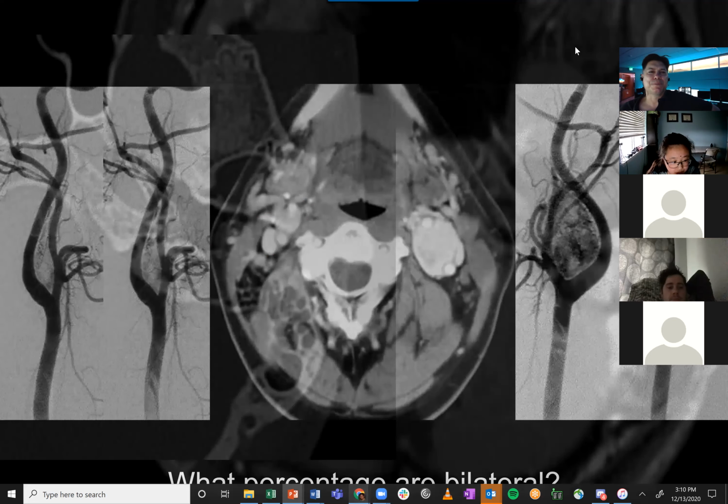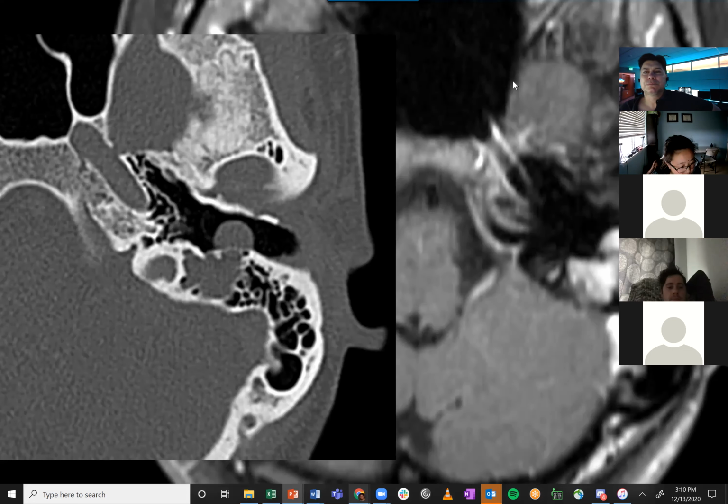Good. Next case. Okay, so in this case, we have an axial bone window CT. It looks like we're centered on the left external auditory canal. And on the right image, it looks like a T1 post-contrast image. It's axial and centered in the same window.